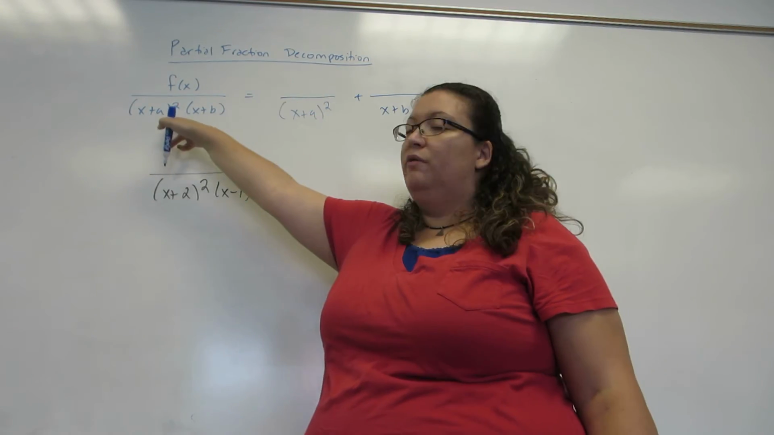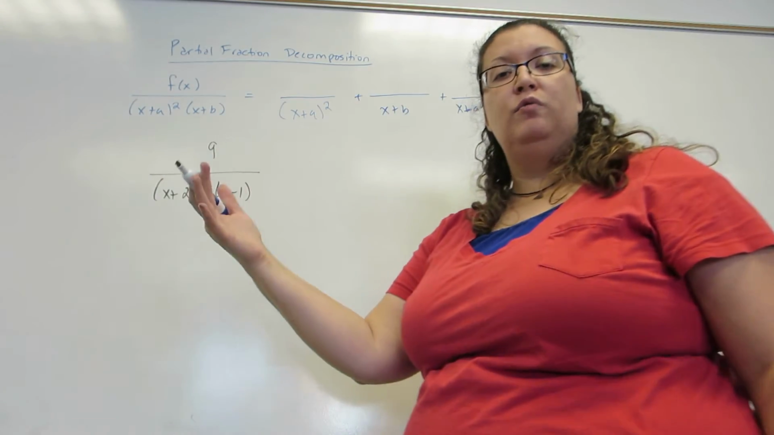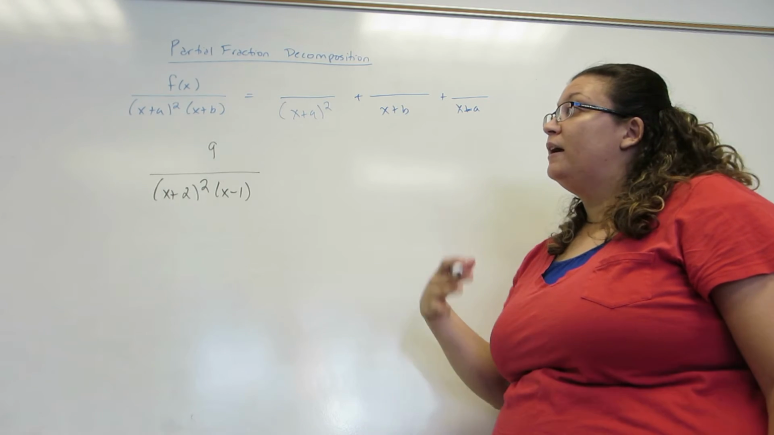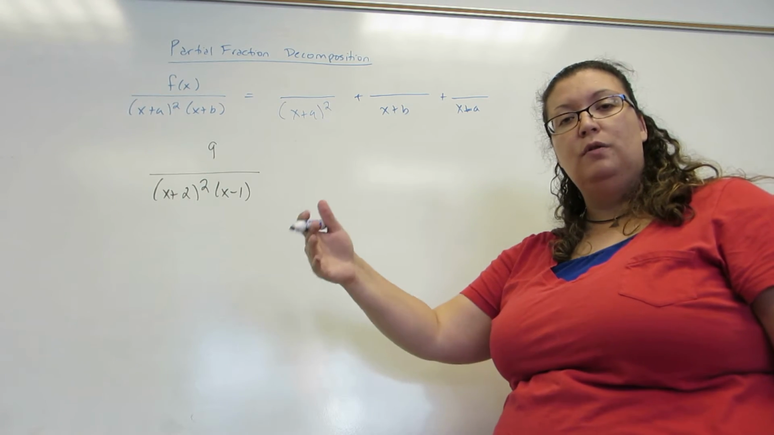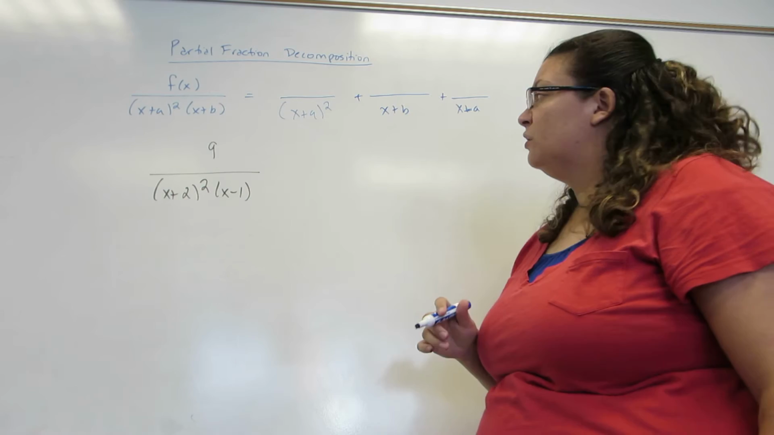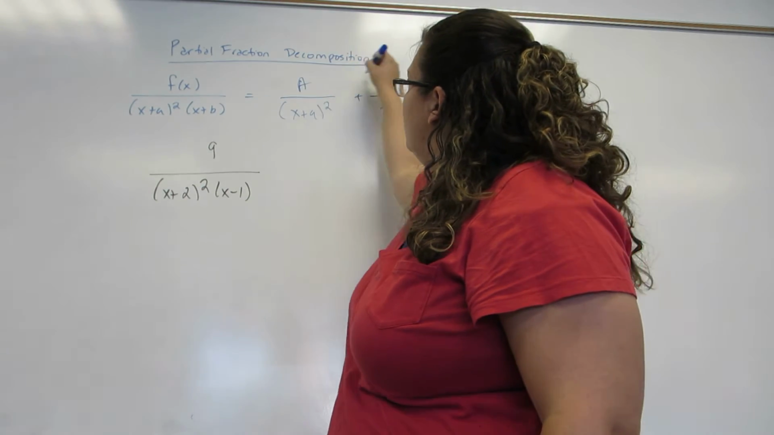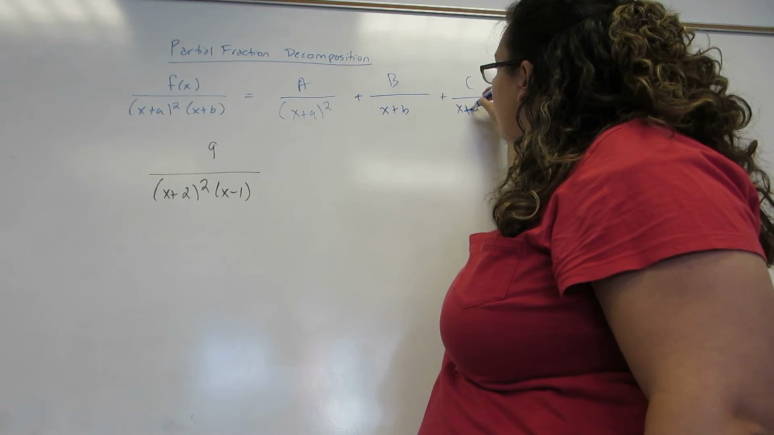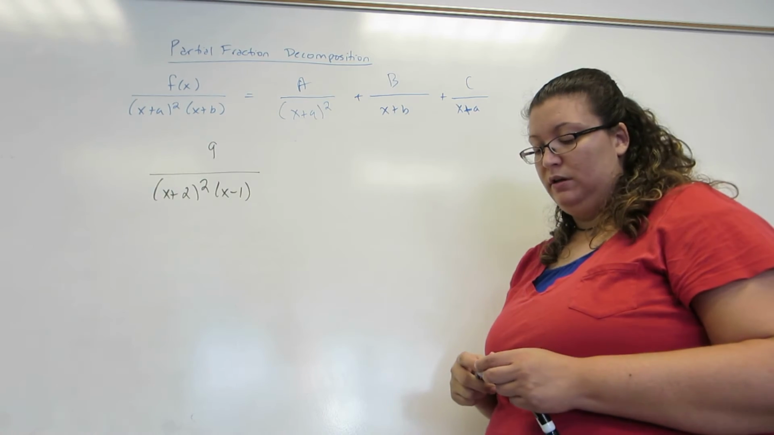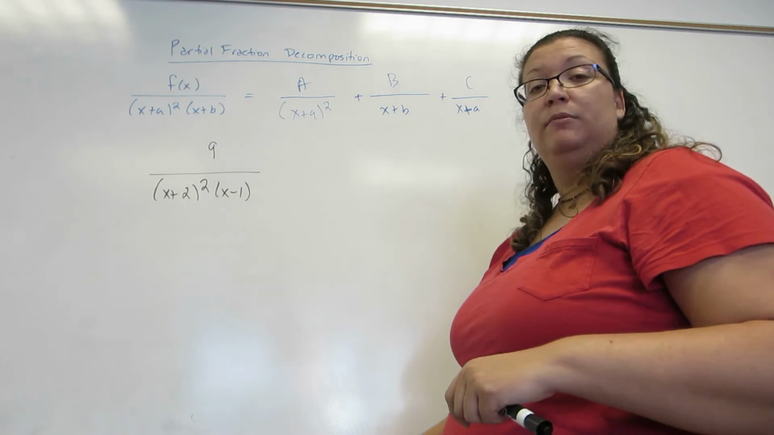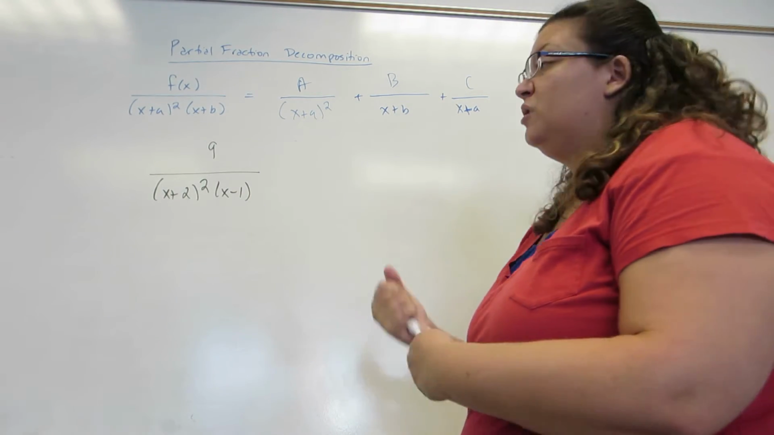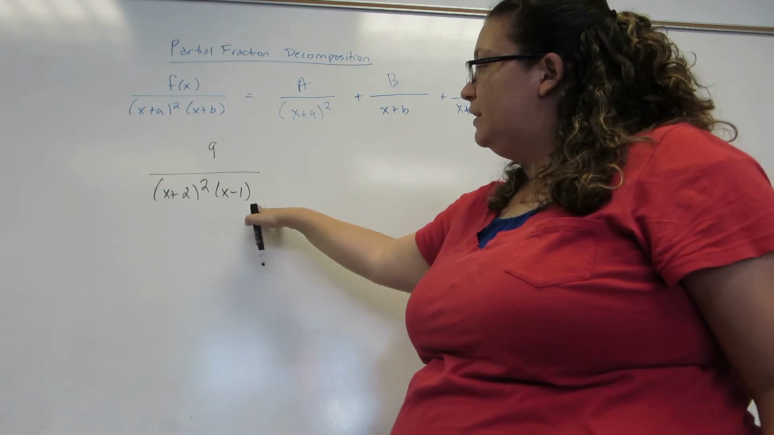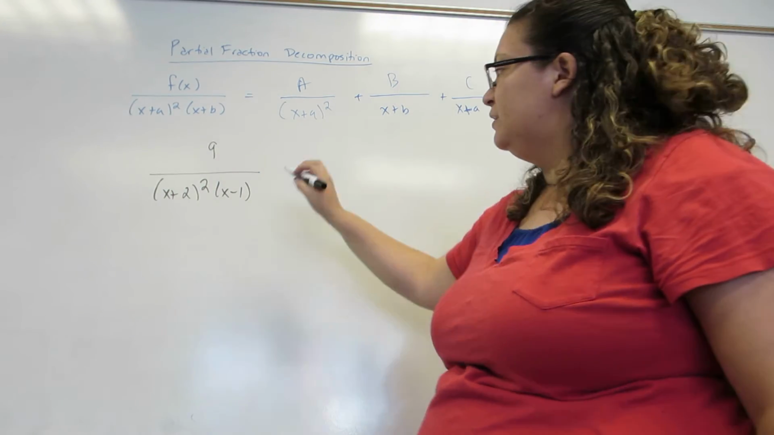So, in our example, if we have an (x + a)², I need it squared and alone. If I had (x + a)³, I'd need a cubed, a squared, and an alone term. And then each of these simply gets a constant on top. Okay? And then we're going to solve it very similarly to when we had distinct linear terms. So, in our example, we want the partial fraction decomposition.